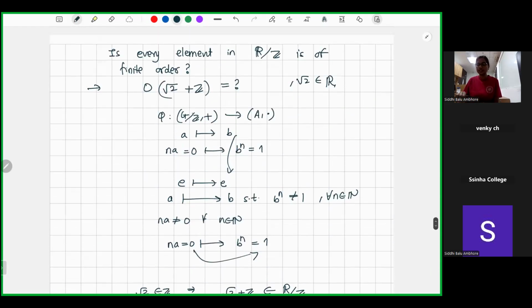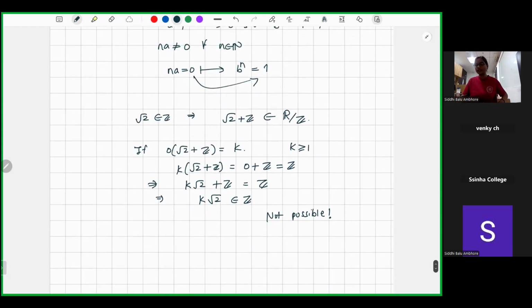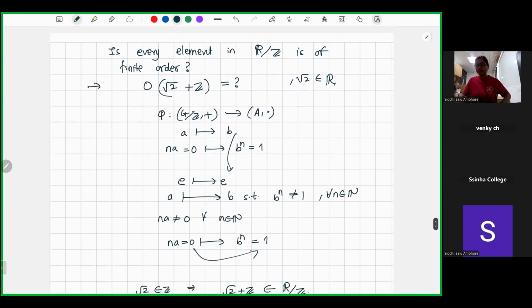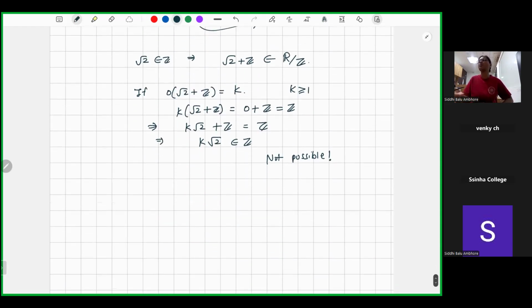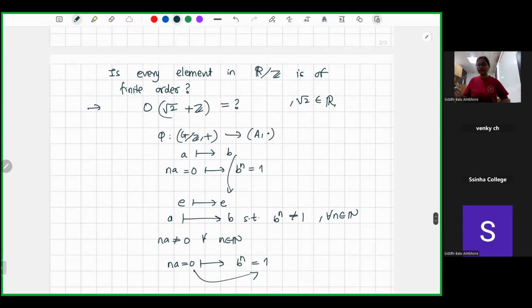So using this same argument, if I want to send something here in A which has this pre-image root 2 plus Z, I don't have such an element of infinite order in A, because every element in A is of finite order and so on.